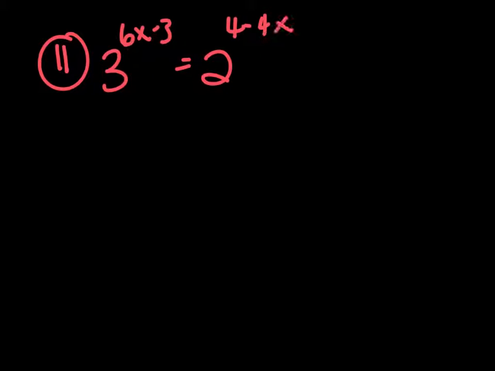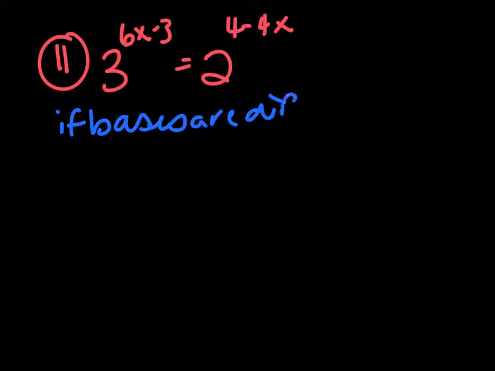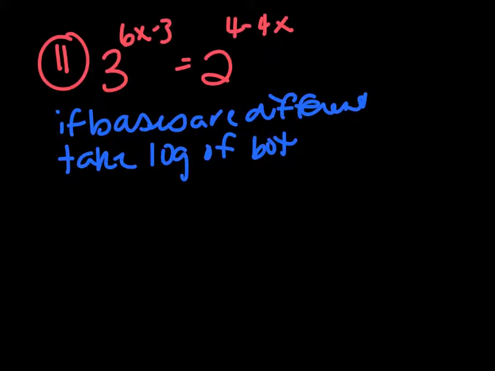11. If I have 3 to the 6x minus 3 equals 2 to the 4 minus 4x. On this one, since your bases are different, you can't just rewrite this in logarithmic form. If your bases are different and can't be reduced, I would just take the log or natural log of both sides. Since we're dealing with exponentials with bases of 3 and 2, just do the log of both sides.